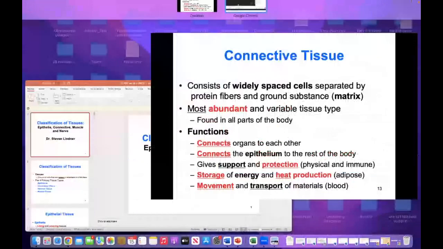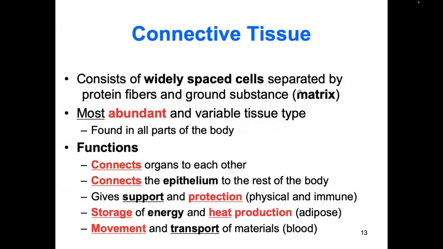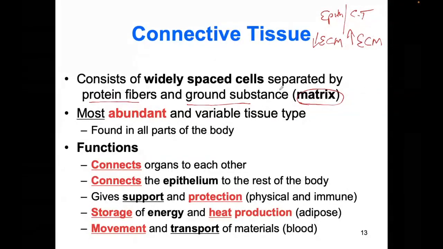In a previous video, we spoke about epithelial tissue, and now we're going to be talking about connective tissue. You should be thinking to yourself, okay, when we did epithelium, he said there was a big difference between epithelium and connective. And remember what the difference was. Connective tissue consists of cells that are widely spaced apart. They're separated by protein fibers and ground substance that's referred to as matrix. You just heard me use the word extracellular matrix. So epithelium has little extracellular matrix, whereas connective tissue has lots of extracellular matrix.